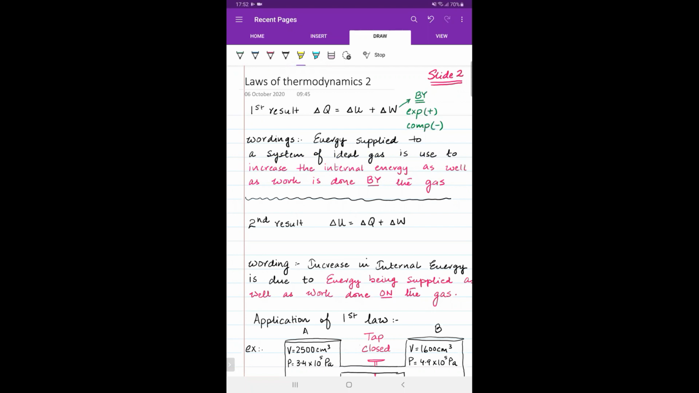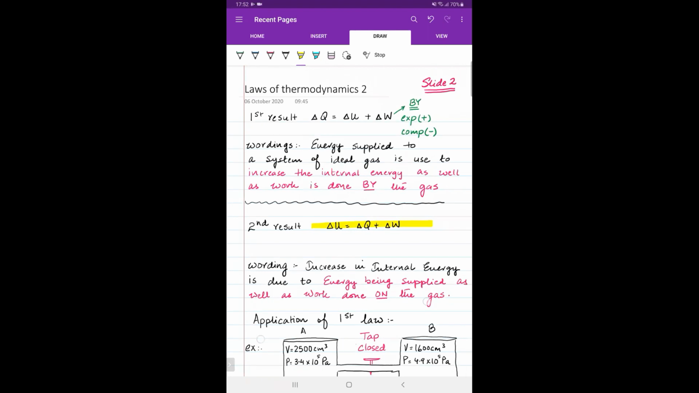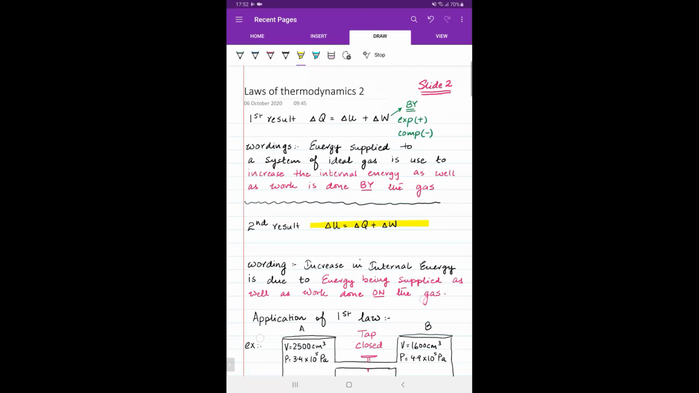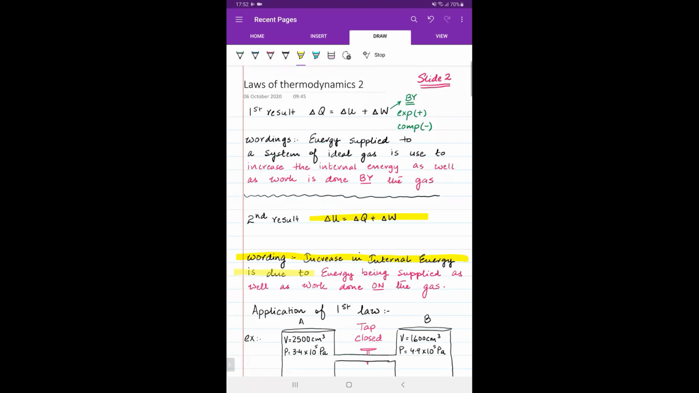And similarly, when you write down the same equation in the second alternate form, then this will be the result. Delta U is equal to delta Q plus delta W. And the wordings would be as follows. Match the wordings with the equation. Increase in internal energy is due to energy being supplied as well as work done on the gas.